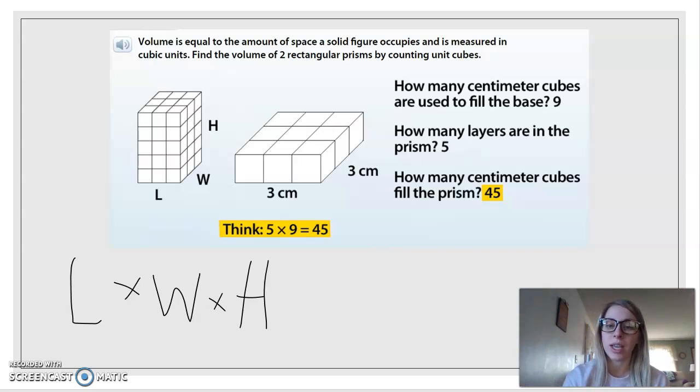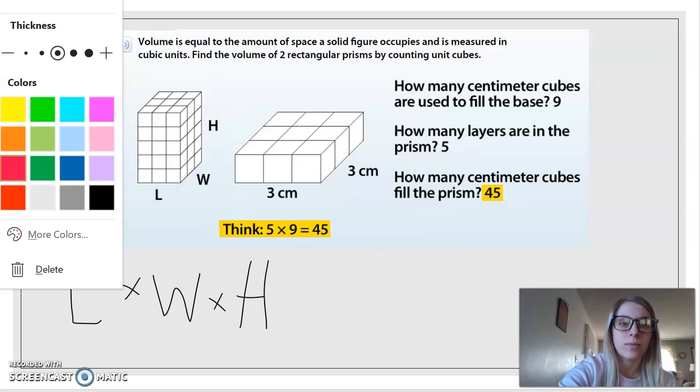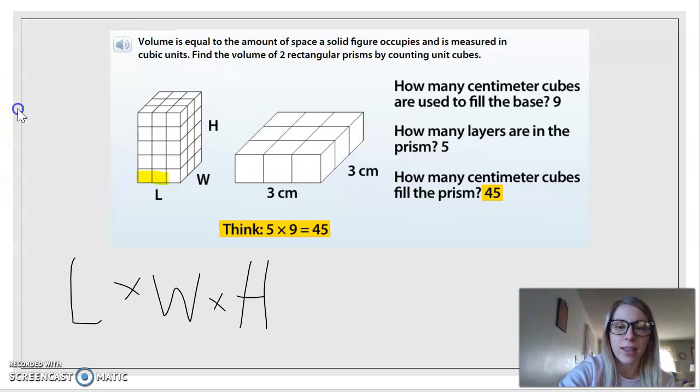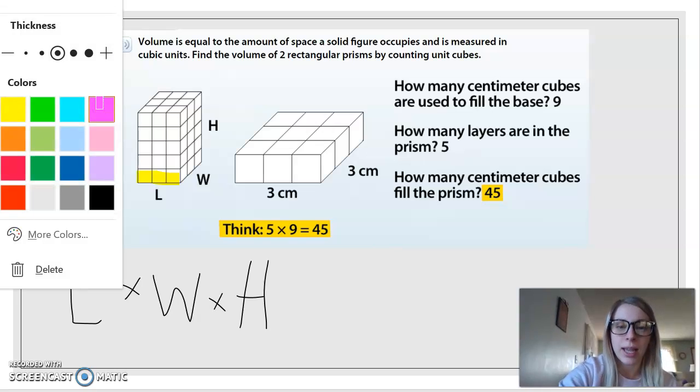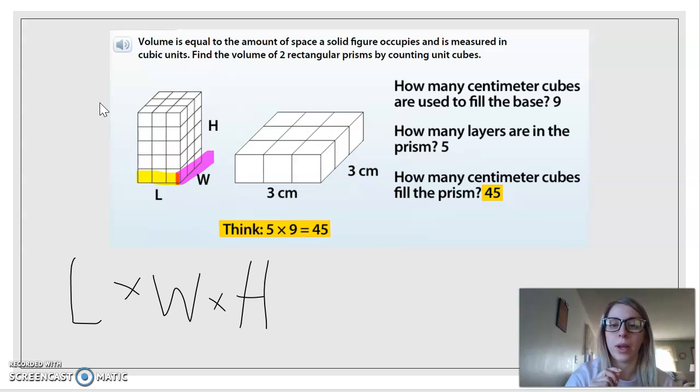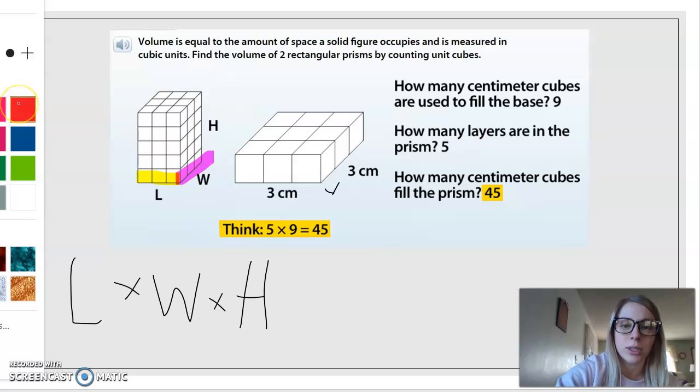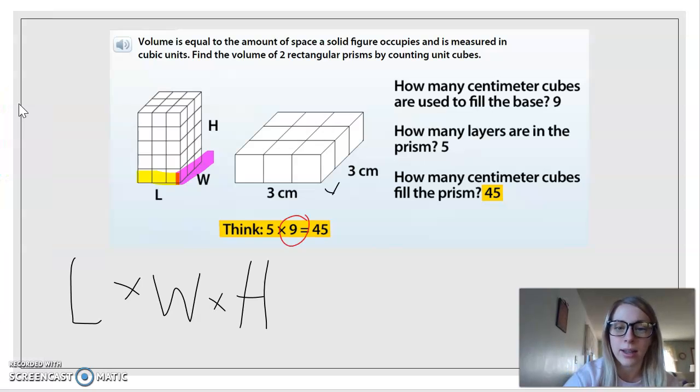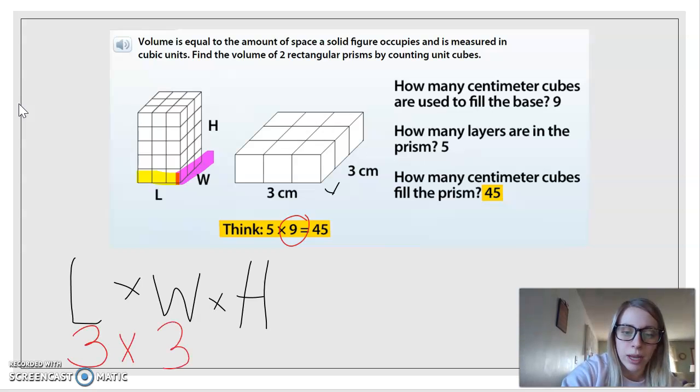So what they do here is they first take the first length, which is 1, 2, 3, times the next width, which is 1, 2, 3. So they take 3 times 3, and you all know that 3 times 3 equals 9. So we have our length times width, 3 times 3. Now I'm trying to figure out what my height is. My height is the last one that I'm trying to solve.